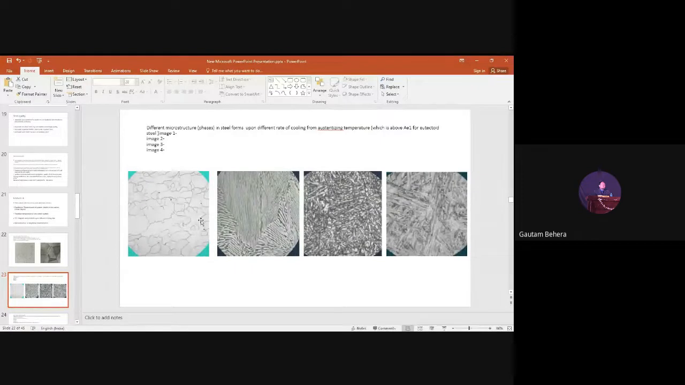Okay, this image. So these are various microstructures which are obtained during different cooling rates. Suppose your starting microstructure is austenite. You understand where austenite forms. It forms at a high temperature, basically. So from the austenitizing region, if you're cooling your steel at different cooling rates, what microstructures will you get?